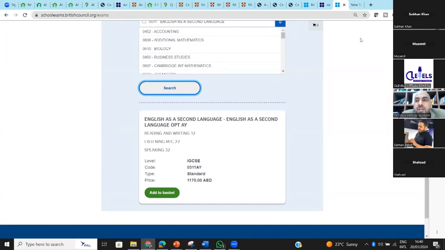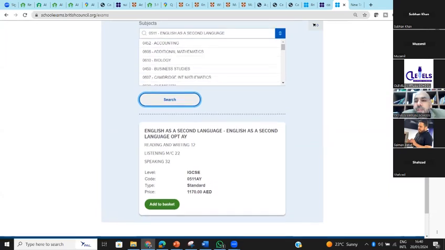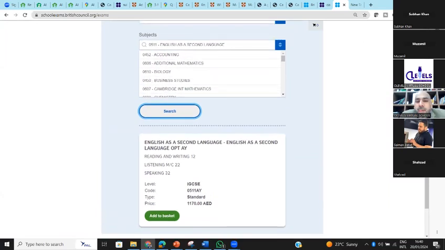Sir, sorry to interrupt you. I have one question about this code, which is written 0511 or 0510. There are some alphabets also, like AY or SY. Don't worry about that. That's the country code. When you click 05 AY, it may be different for others, but the 05 digits are more important.